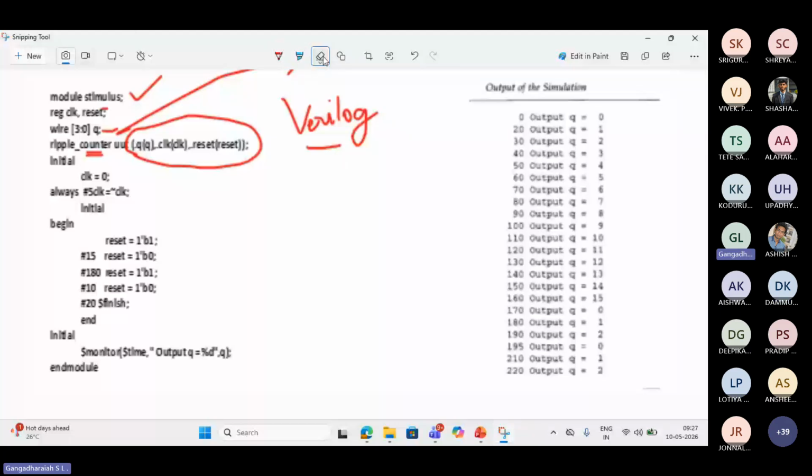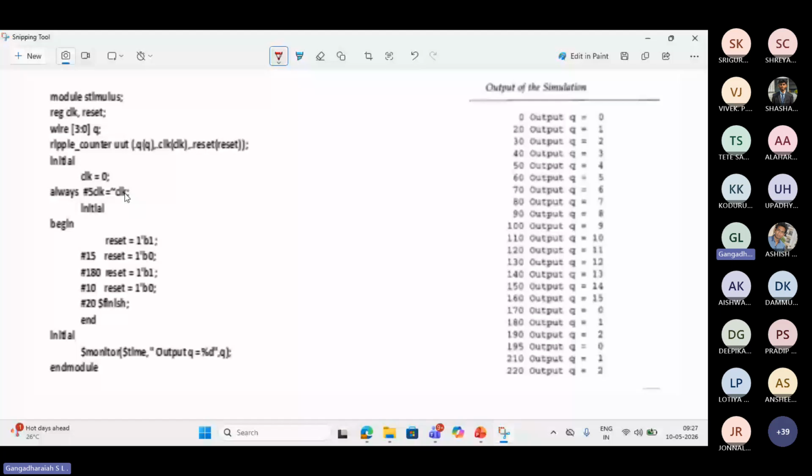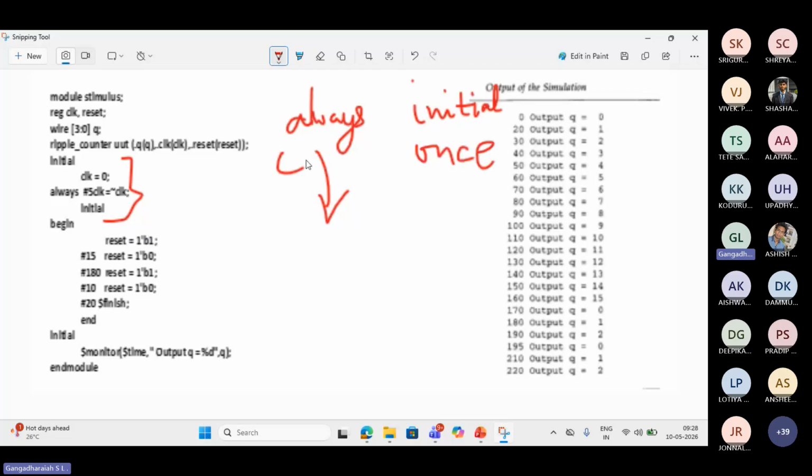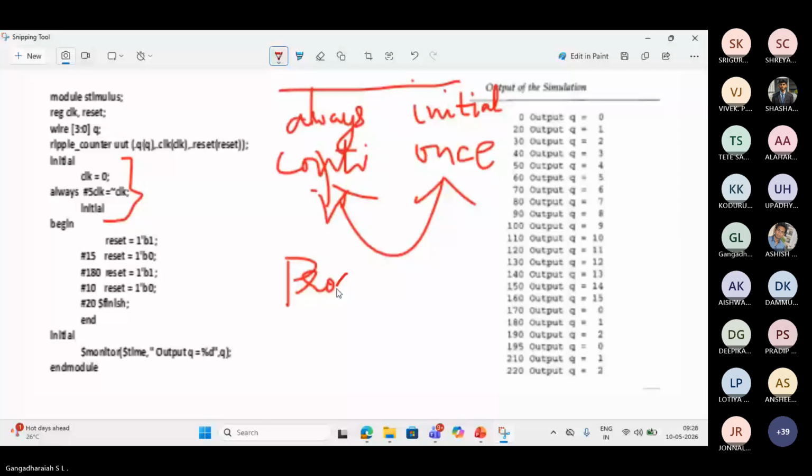So Verilog has two important procedural blocks. One is initial. The other one we have already seen, always. Always is continuous, but initial gets executed only once during the entire simulation. Here the execution is continuous. These two are important procedural blocks in Verilog.